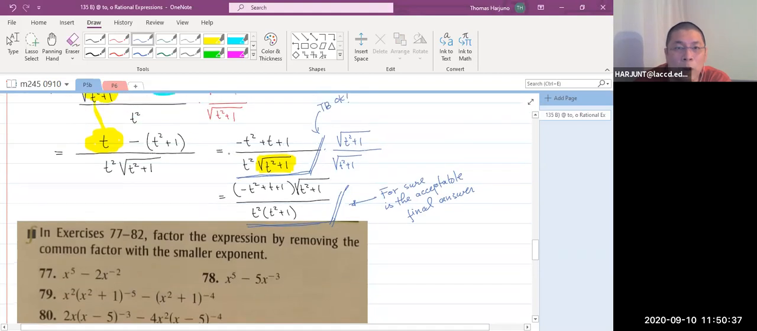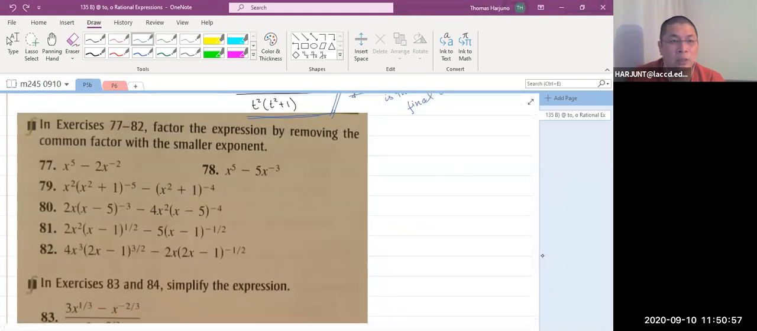Well, the one here, your textbook may be okay, but other textbooks may not be okay because we have a square root in the denominator. But the last one for sure is okay because we don't have a square root in the denominator. Okay, go on further. Number 77 to number 82, we will factor the common factor with smaller exponent.